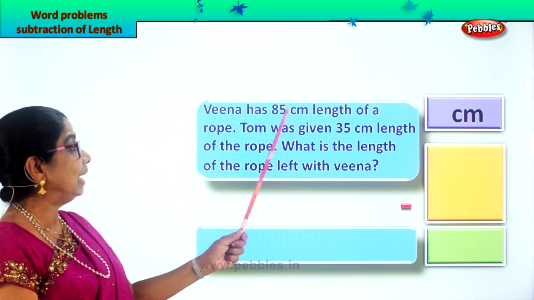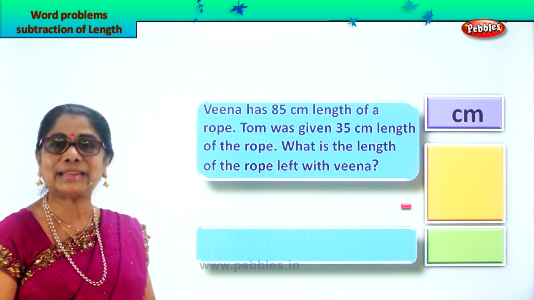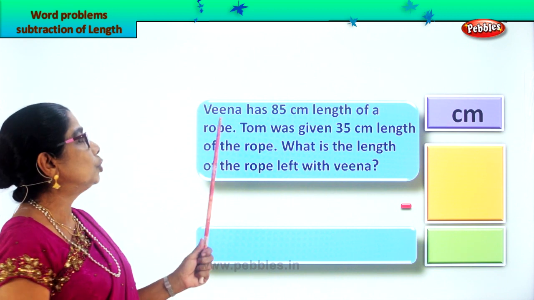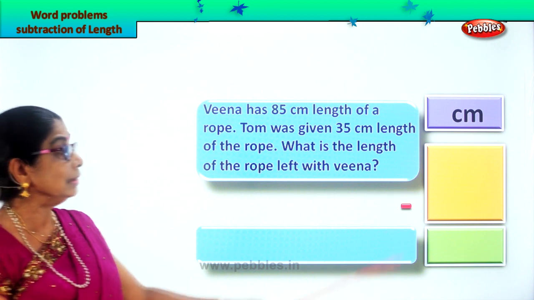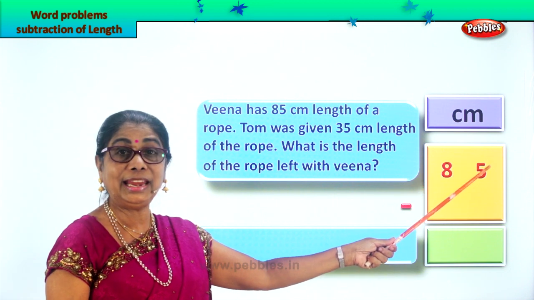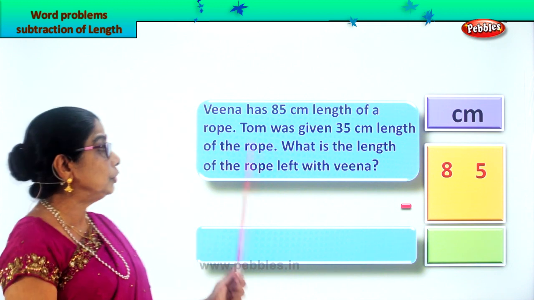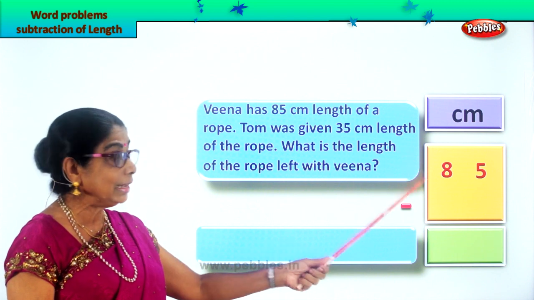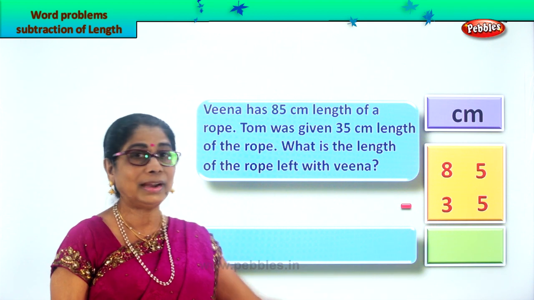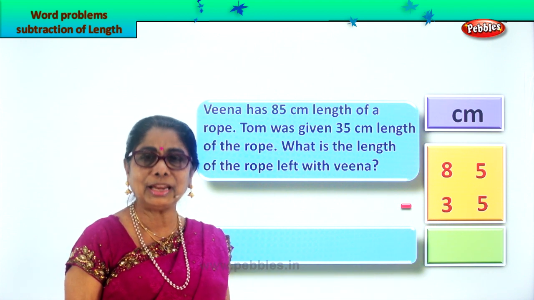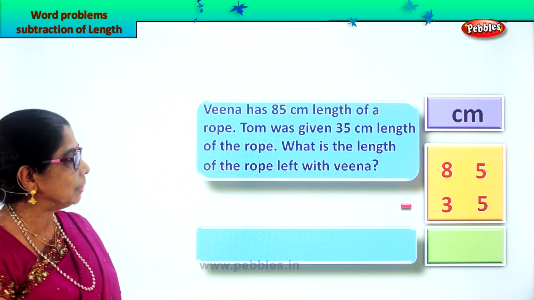She has 85. She gives away some to Tom. That means minus. It's a subtraction problem. Good. Total length of the rope Veena has, 85 centimeters. The length of the rope given to Tom, minus 35 centimeters. When we subtract, we'll get the rope left over with Veena. Let's do the subtraction.